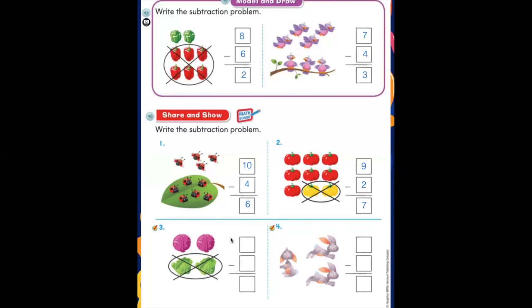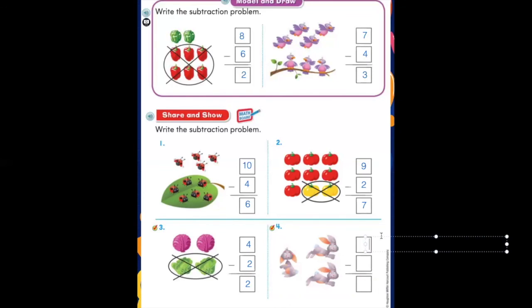Now let's check out number 3. Number 3 shows us 4 heads of lettuce. So the first number in your subtraction sentence should be 4. Then it shows that there are 2 heads of lettuce crossed out. So your subtraction sentence should now say 4 minus 2. The answer is the number of heads of lettuce that are still left, which are purple. There are 2 heads of lettuce that are purple. So that is our answer. Check and make sure for number 3 that your subtraction sentence says 4 minus 2 equals 2.